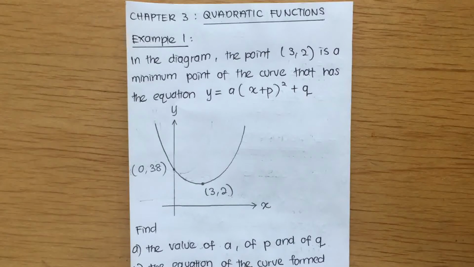Alright, let me read the question now. In the diagram, the point (3, 2) is a minimum point of the curve that has the equation y equals a(x plus p) squared plus q.